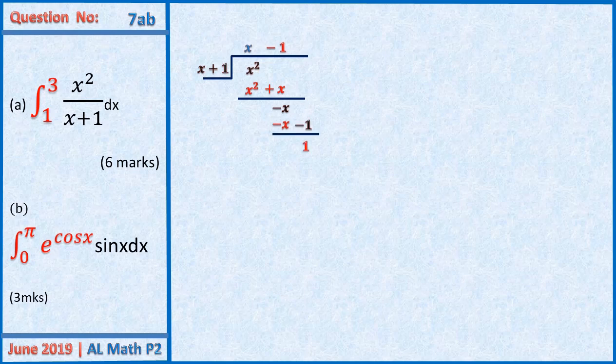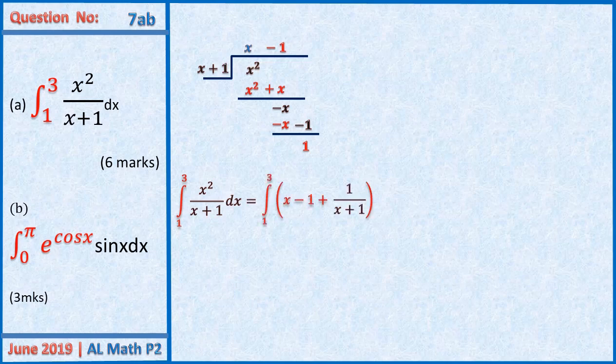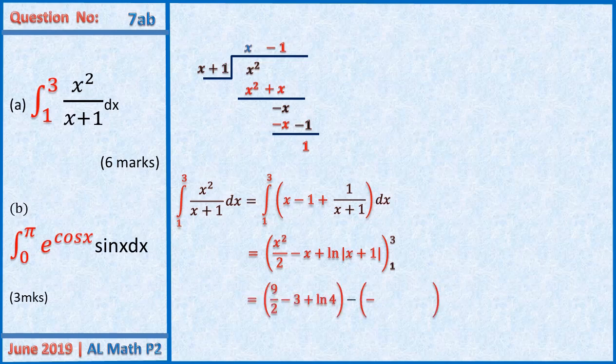So this function can now be written as the integral from 1 to 3 of x minus 1 plus 1 over x plus 1 dx. And this will give us x squared on 2 minus x plus ln of the absolute value of x plus 1, from 1 to 3. And now we put in the values and subtract, that is upper limit minus lower limit, we will obtain 2 plus ln 2 after simplifying.